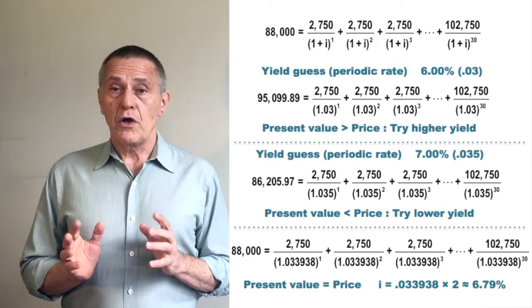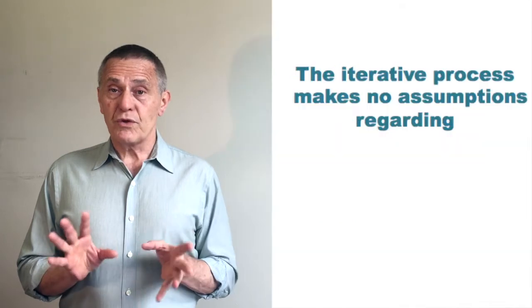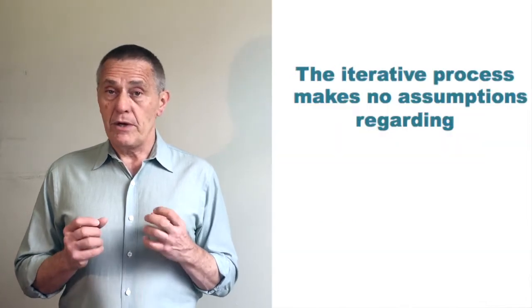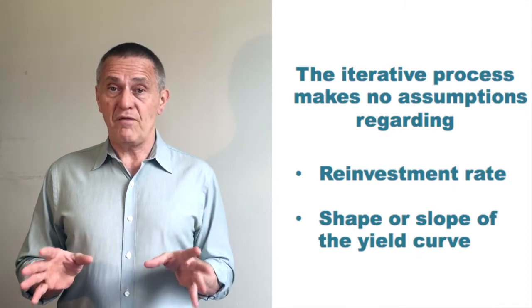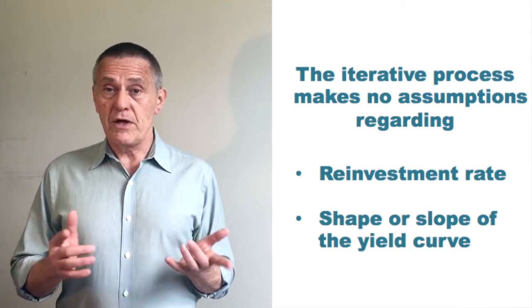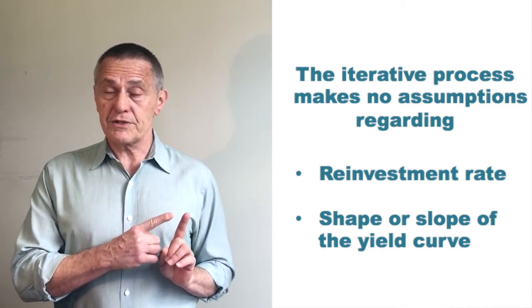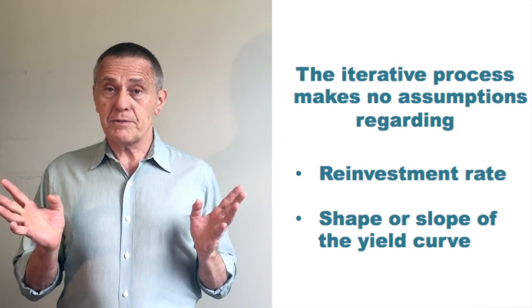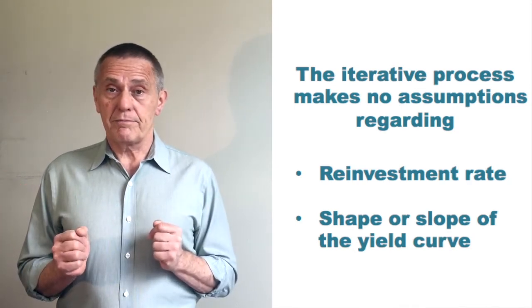6.79%. You'll note in no part of that calculation was there any assumption made about reinvestment rates or the shape of the yield curve. We simply solved for the single value of I, the single periodic discount rate, that caused the present value of the contractual cash flows to equal the price, and then annualized the periodic rate, and that's how you calculate a bond's yield to maturity.